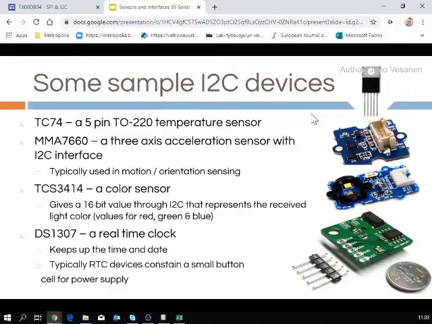Okay. TCS3414, a color sensor, which basically has these photodiodes with some filters on top of them. Then real-time clocks and so on. The I2C devices, there are plenty.